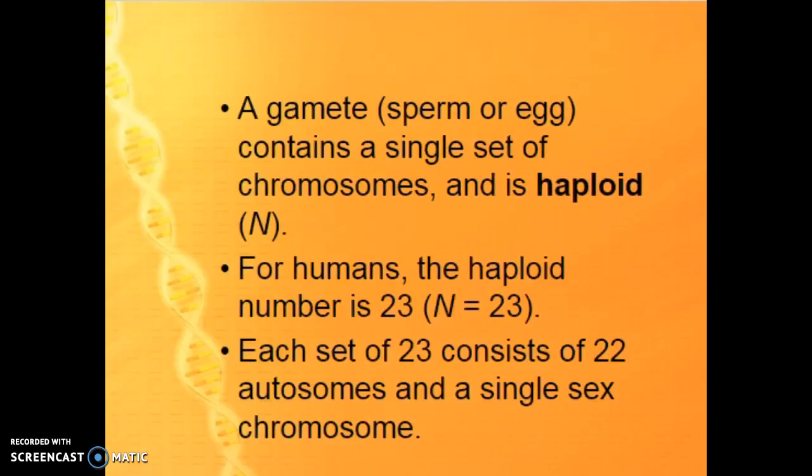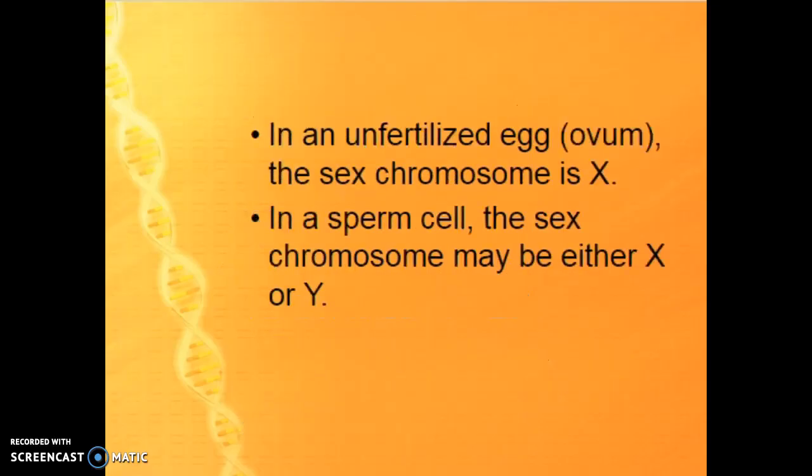So gametes are haploid, so they get this n notation. Our haploid number is 23. Each set of 23 is 22 autosomes and a single sex chromosome. Kind of some more vocab there. In an unfertilized egg, the sex chromosome is X. In the sperm, the sex chromosome may be either X or Y. That's why lots of people say the dad determines the gender.